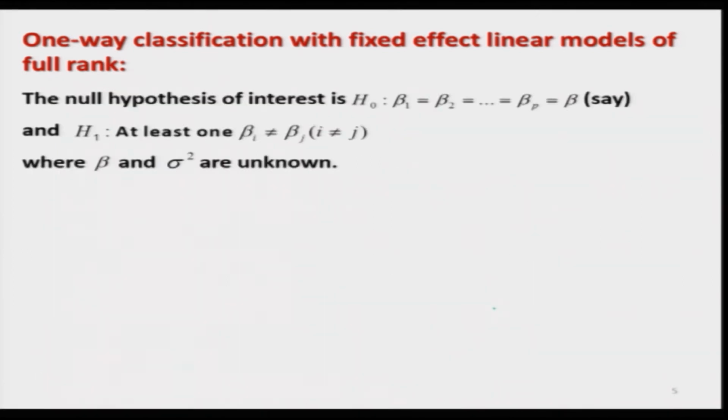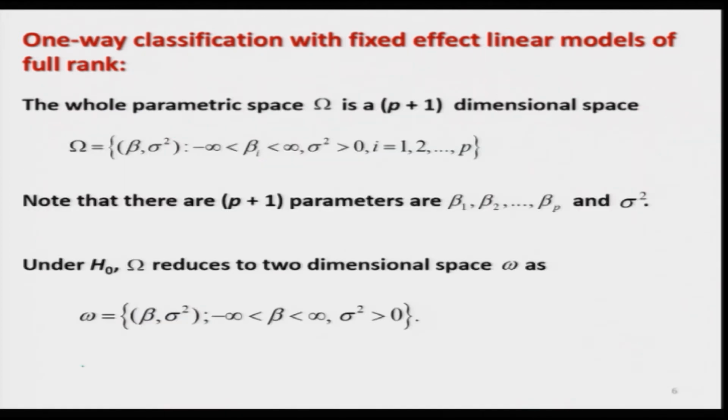Now, we are interested in developing the test for the null hypothesis H naught: beta 1 equal to beta p, and we suppose this is equal to beta, that is the common value, and the alternative hypothesis is H 1: at least one beta i is not equal to beta j for i not equal to j. Here both beta and sigma square are assumed to be unknown. Now, we try to develop the likelihood ratio test for the same.